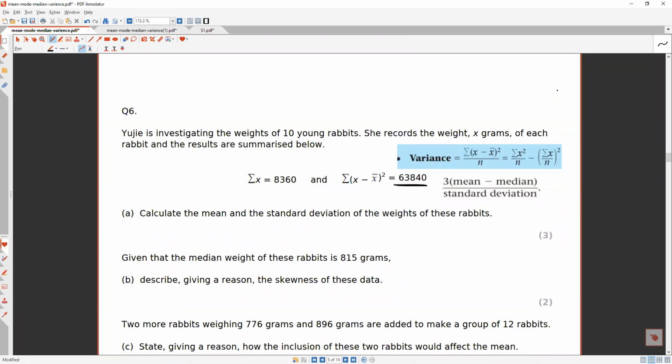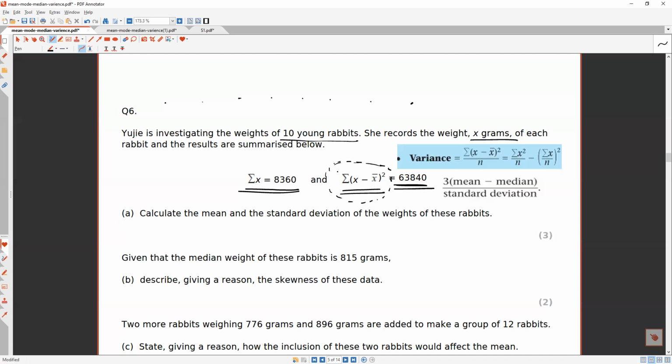Let me repeat it again for you all. So you can see here they said UG is investigating the weights of 10 young rabbits. 10, so n is 10. She records the weight in x grams, so you have around 10 data points of x. Each rabbit and the result are summarized below. So the total of all the data is 8360, and when they did this, they got this as the answer. We learned that this is a very complicated, lengthy method, but they gave us everything.